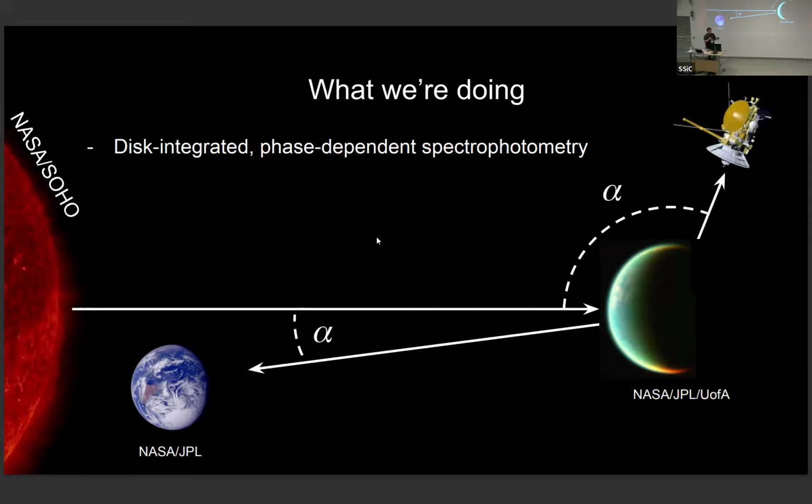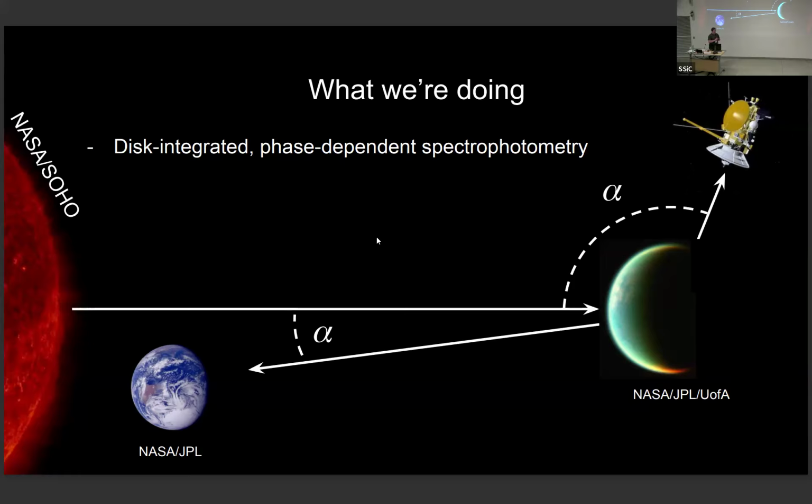Cassini was in orbit around Saturn from 2004 to 2007. And during that time, it made over 100 flybys of Titan. So it had the opportunity to observe Titan at a wide variety of phase angles, anywhere from 2 degrees all the way up to 165 degrees of phase.